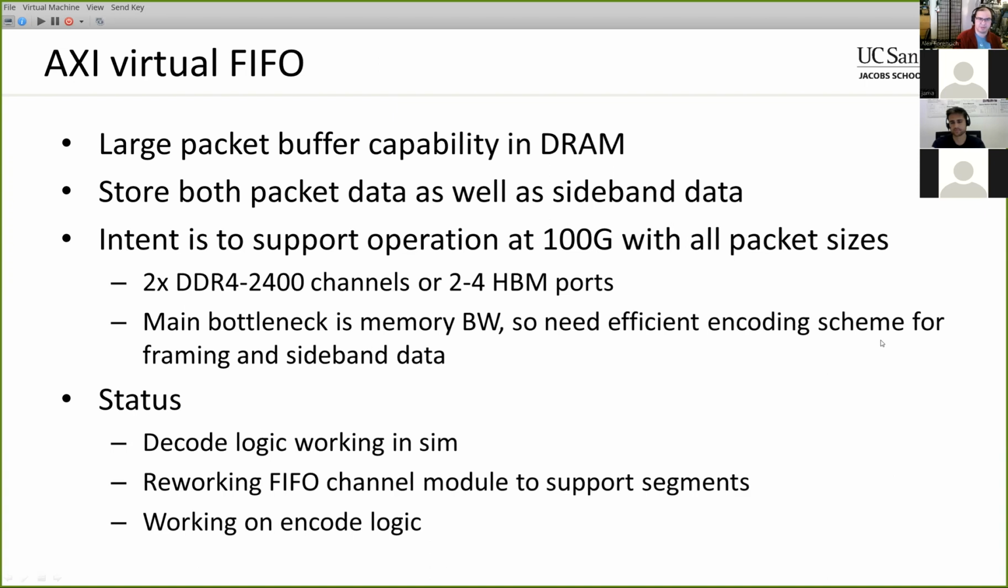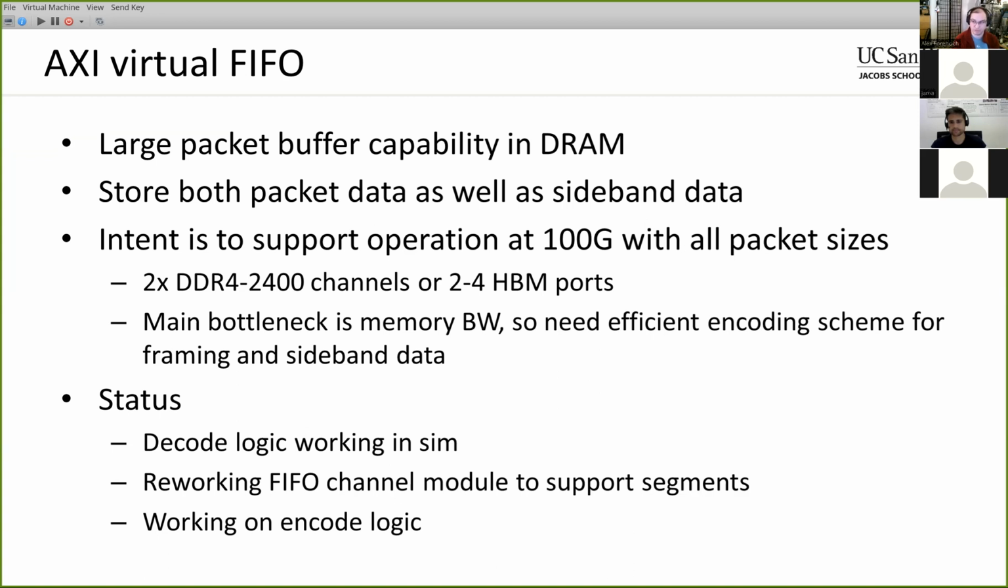What I've been working on over the past couple of weeks, aside from the simulation stuff, is the AXI virtual FIFO module. The idea here is that we can provide a very deep buffer in DRAM for packet traffic. If we can support storing basically 100 gig Ethernet at line rate into DRAM and then pulling it back out, that's a pretty good starting point for functionality like this. So we have to basically merge together two memory channels in order to get enough throughput. I have the FIFO channel module working, although I now need to rework that to support segments so that we can actually get the necessary level of efficiency.